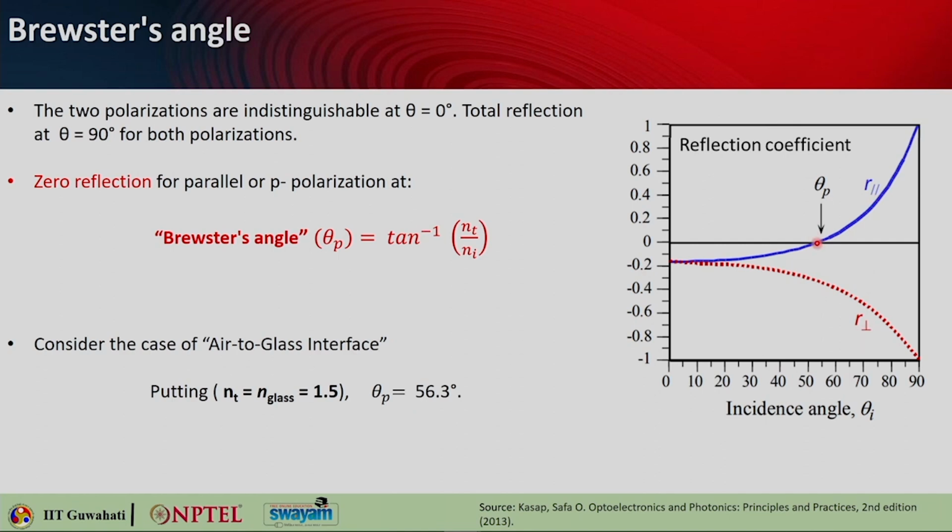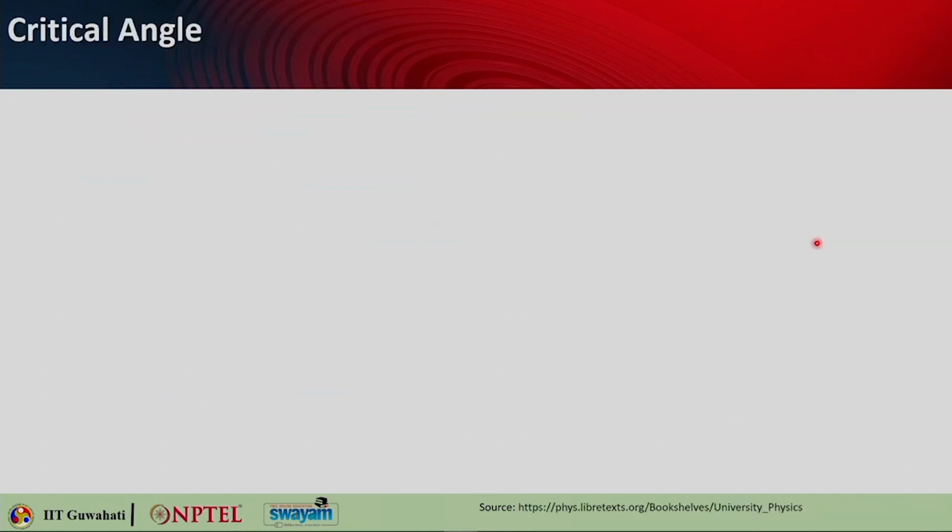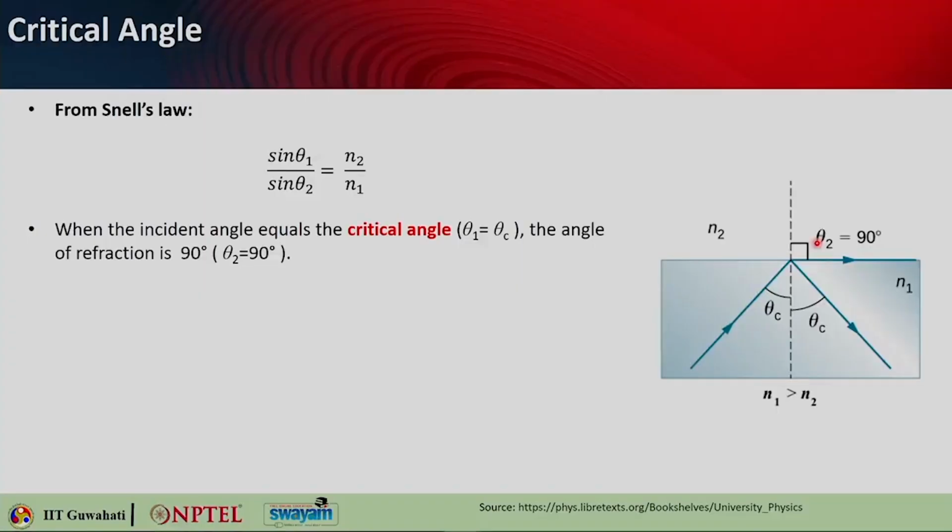So this is Brewster's angle. There is another important concept called critical angle, which you must have studied in your school days also. These all come from Snell's law, on different kinds of possibilities. If you assume that this is a denser medium and this is a lighter medium, that is written here, N1 is greater than N2, and we see that the angle of refraction is larger.